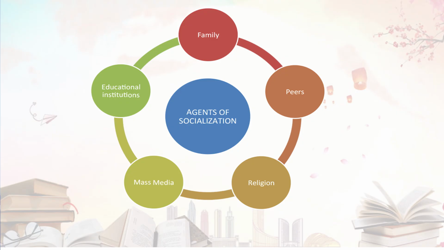And the last but not the least important one is the educational institutions. As I have been stressing, these educational institutions play a very, very important role in socializing the individual. We will discuss the role of education and how it helps in socialization in the later part of our discussion. Here I am referring to a school, but it can be a college, a university, any educational institution.